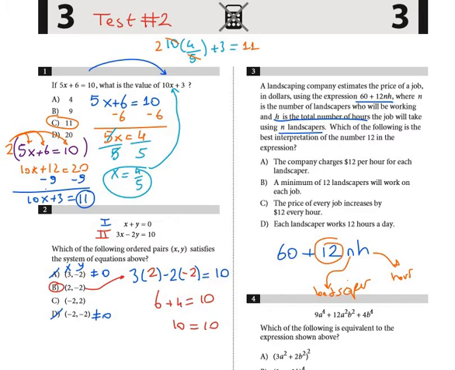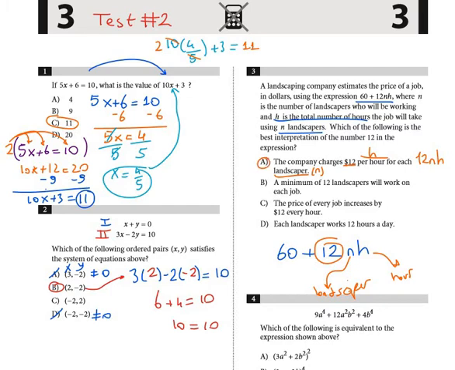The company charges $12 per hour, which is our H, for each landscaper, which is our N as well. So this is 12NH here. This is already answered, but let's see the others.